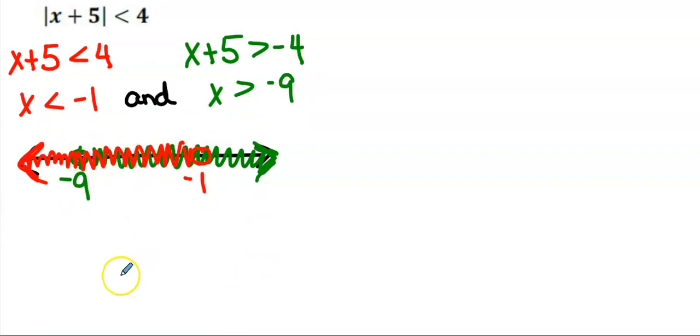And if I wanted to do interval notation, I would use an open circle, -9, which is parentheses, and then -1, open circle again, parentheses. So my interval goes from -9 to -1, and neither one of those is included in the interval.